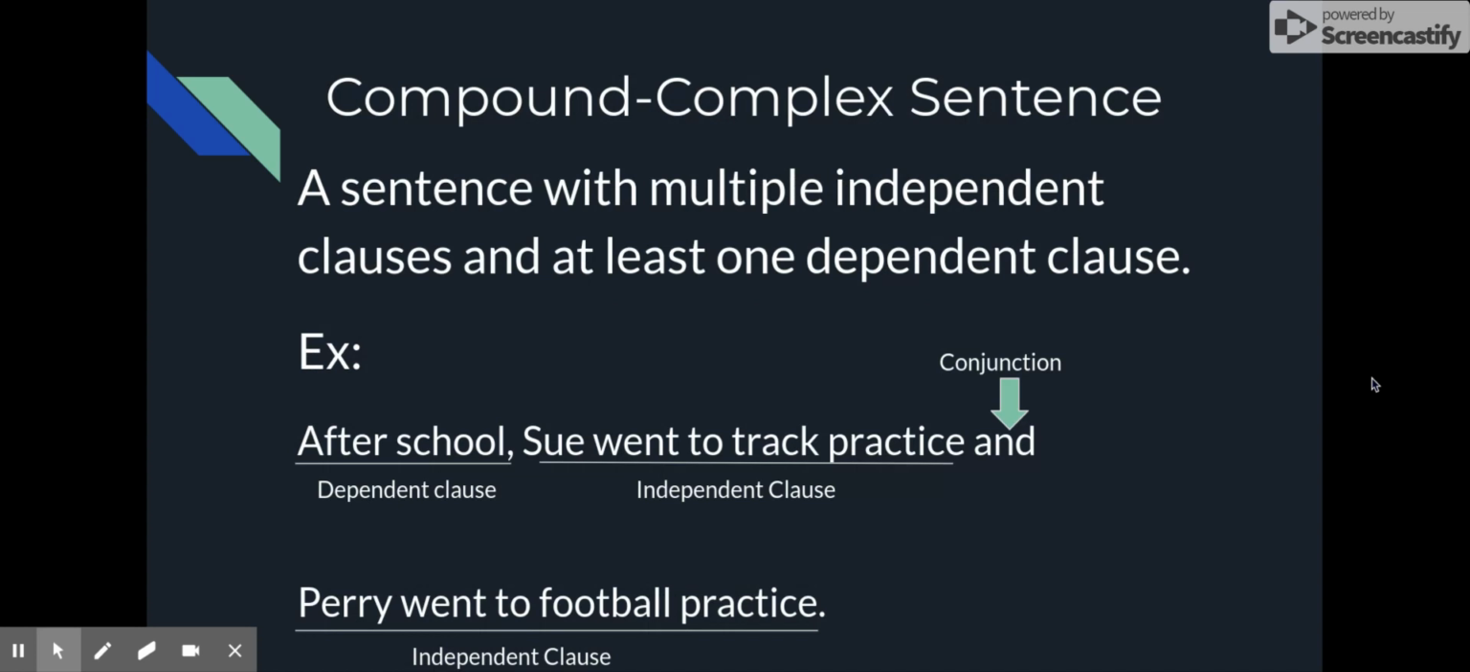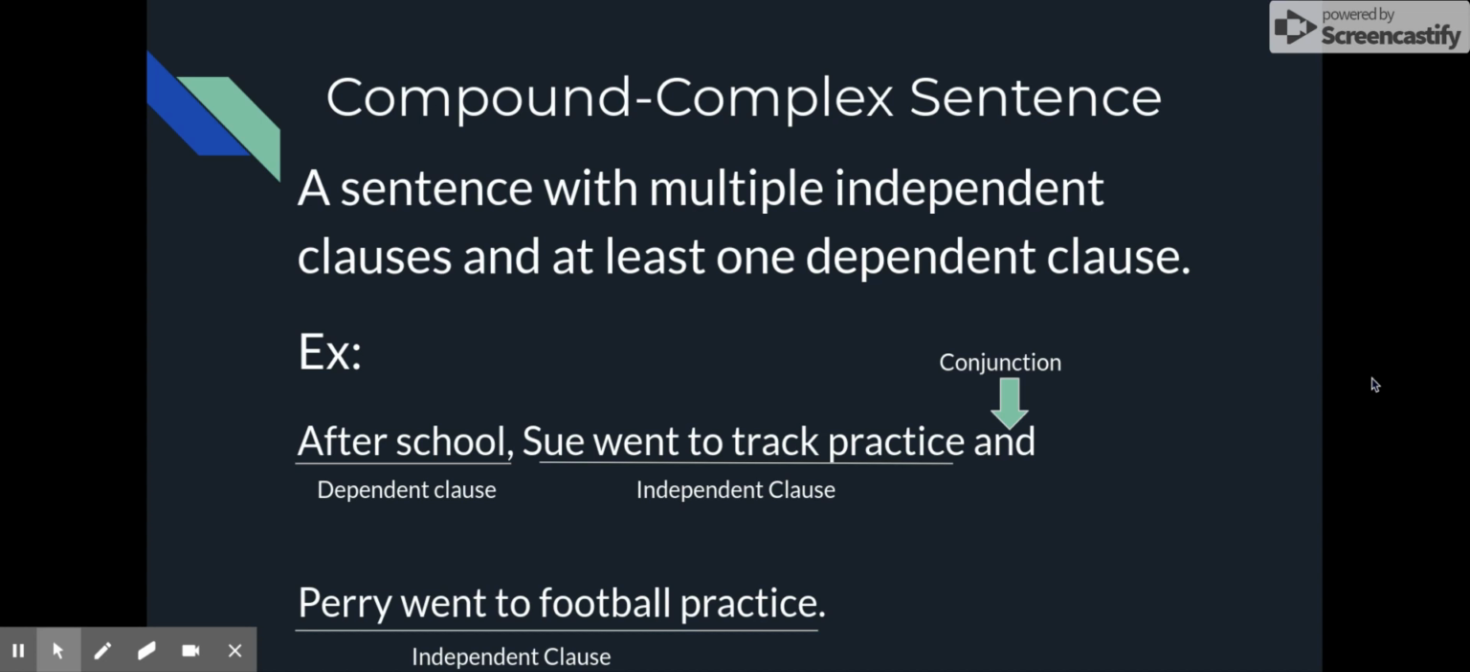Last but not least, definitely not because they're usually the longest, are compound complex sentences, which is a morph of compound sentences and complex sentences. This is a sentence with multiple independent clauses and at least one dependent clause. So I have two independent clauses here. Sue went to track practice. Perry went to football practice. Each of those has one subject and one predicate. We have a conjunction that combines the two simple sentences. And then we have a dependent clause tacked onto the front, after school.